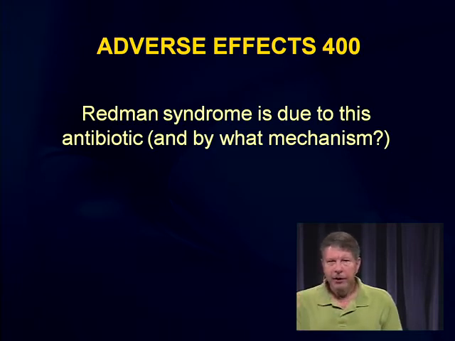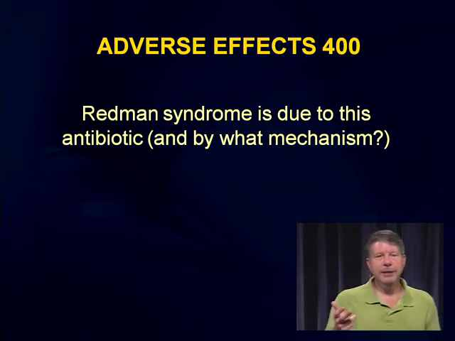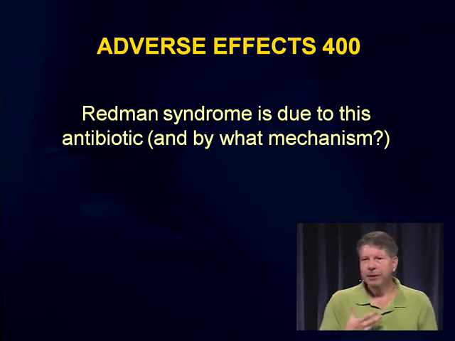Okay, so the nurse calls you and says that this kid is just all red now. What do you think caused it? What antibiotic? Vancomycin. And the mechanism is if you infuse vanc too rapidly, it causes mast cells to release histamine. So they turn red. So all you have to do is slow down the infusion and give them Benadryl, diphenhydramine.